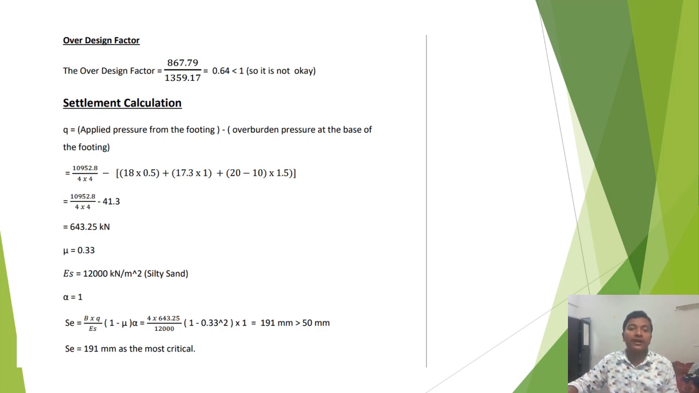So at the end we have to calculate the settlement. For settlement we got the value of 191 millimeter. So we can say it is the most critical one. So at the end we can say that the design is sufficient, since the total settlement extends the maximum settlements. Thank you so much.